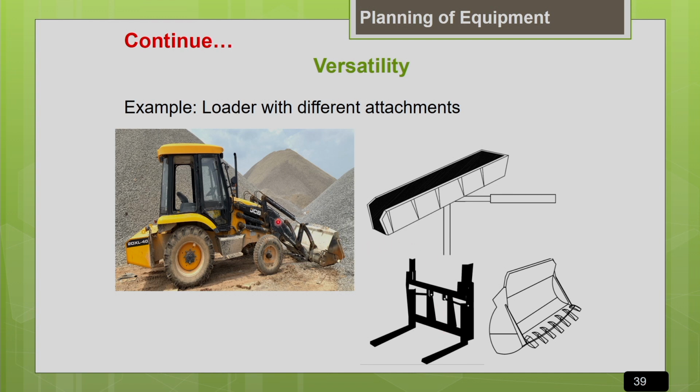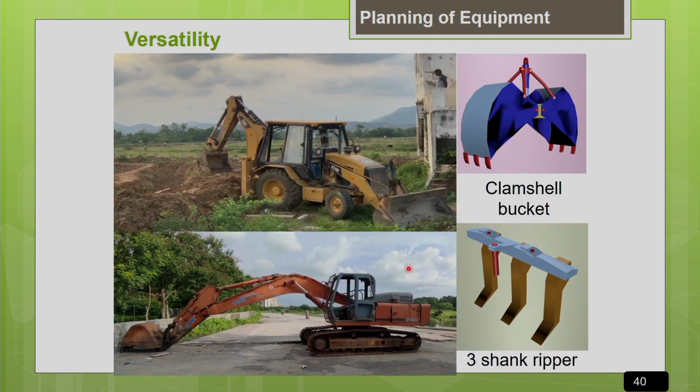Similarly, if I am going to use this loader in a congested place, say for example I am working on a road, doing some digging or dumping job on one side of the road, where I prefer side dumping instead of front dumping, I can go for this kind of attachment and go for side dumping. So just by changing the attachments, I can use it for different applications.